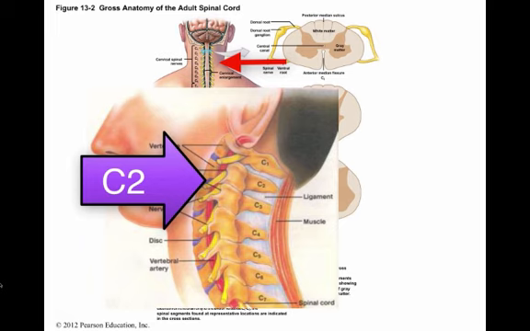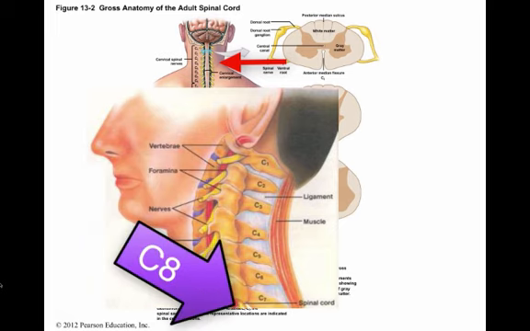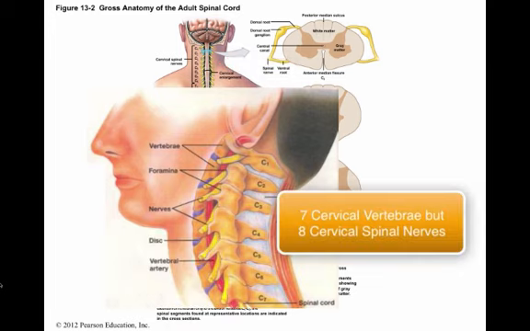C2 exits above C2. A spinal nerve designated as C8 will exit just below the C7 vertebrae. Therefore, although there are only 7 cervical vertebrae, there are 8 cervical nerves.